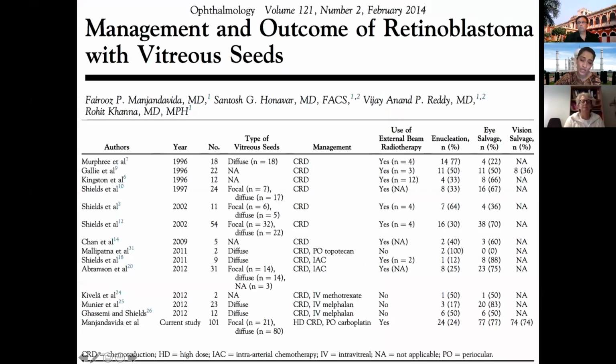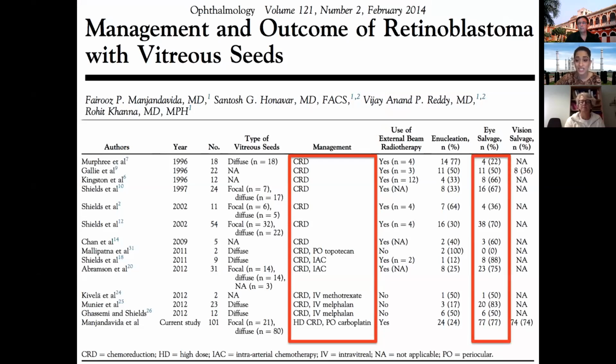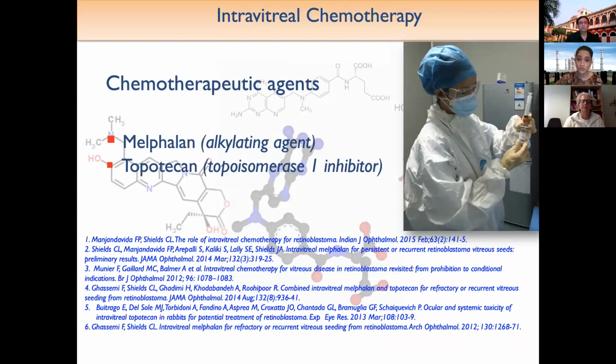The other challenge that we always faced in the management of retinoblastoma was the vitreous seeds. These are the different protocols that we used until 2012: chemoreduction, high dose chemotherapy, periocular carboplatin, etc. And the eye salvage rate has been somewhere around 22% to 77%. So the next leap in the management of retinoblastoma was the introduction of intravitreal chemotherapy.